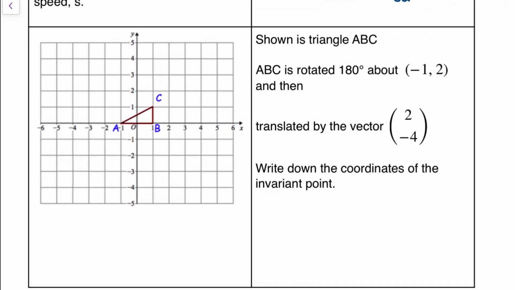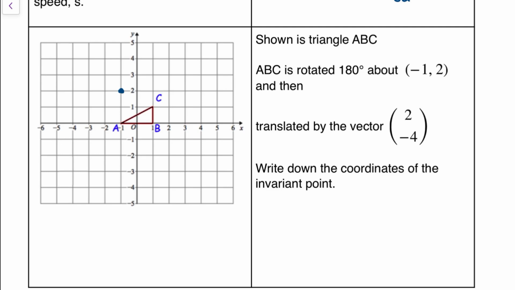Shown is triangle ABC. There's ABC. ABC is rotated 180 degrees about (-1, 2). So (-1, 2) is here. And then translated by vector (2, 4). Write down the coordinates of the invariant point. Now that's an interesting one. Okay, well, let's work out which point doesn't move.